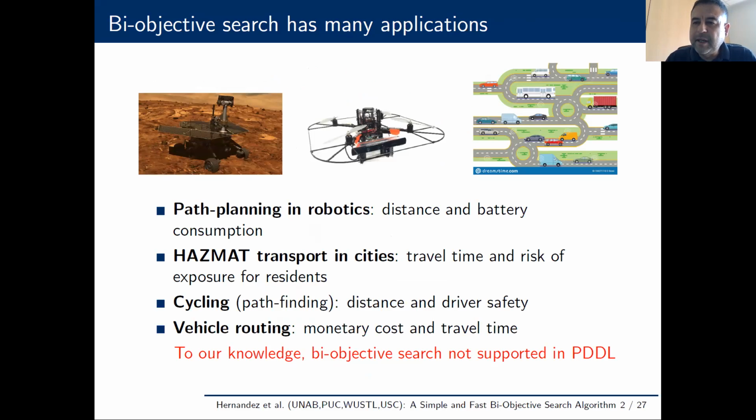Bi-objective search has many interesting applications. For example, path planning in robotics, hazmat transport in cities, cycling, and vehicle routing. In all these applications, bi-objective search uses two objective functions instead of one. For instance, in robotics path planning we can use distance and battery consumption, and in cycling, distance and driver safety.